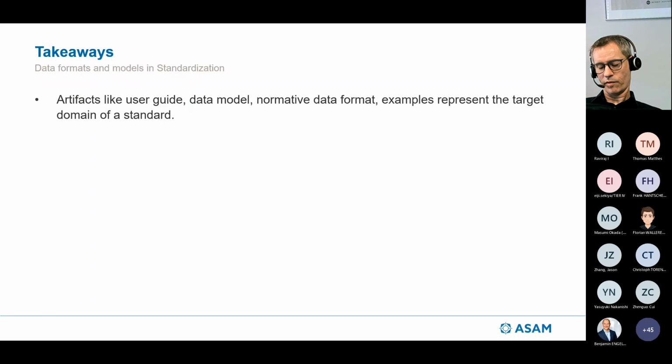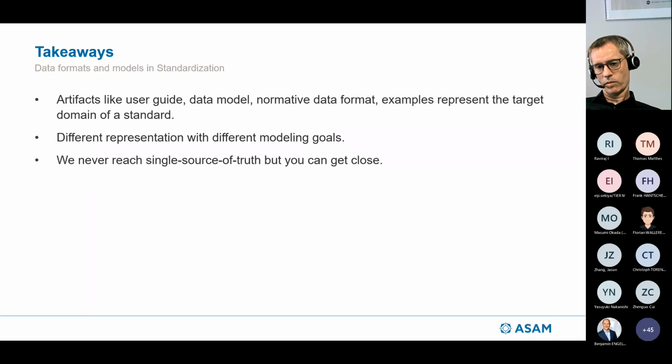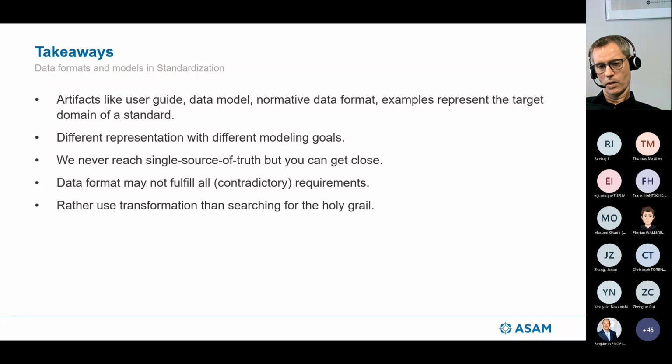And it brings us to the takeaways from data formats, models and standardization. That we have artifacts in our standardization process that represent the target domain of the standard. We have different representations with different modeling goals. We never reach a single source of truth, but we can get close. So there are some strategies that bring us close to that. And the data format itself may not fulfill all contradictory requirements. So in these cases, we rather use transformation than search for the holy grail of the golden data format.